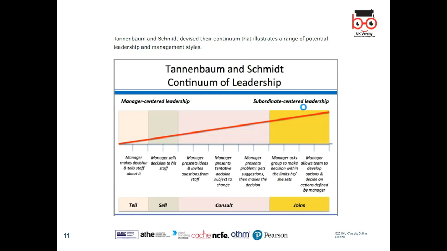The approach can be subordinate-centered. Managers present the problem and get suggestions from the subordinates. The manager asks the group to make decisions within limits. The manager allows the team to operate and decide on action within limits defined by managers.